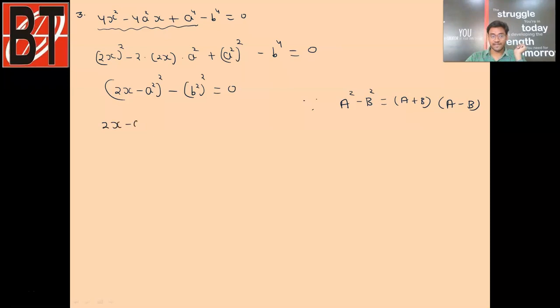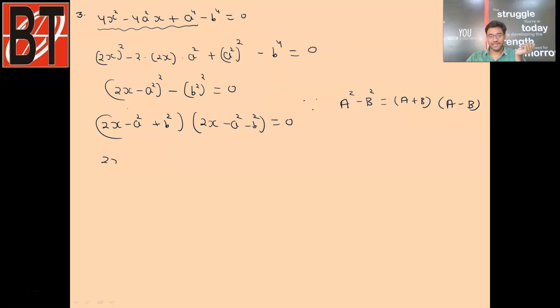(2x minus a square) one time I have to add these two, a plus b. And in the next bracket I have to subtract these two. So (2x minus a square minus b square) is equal to 0. Now students, factorization completed. You can check, we have the two brackets. Now by equating each to 0, we can get the required values of x.